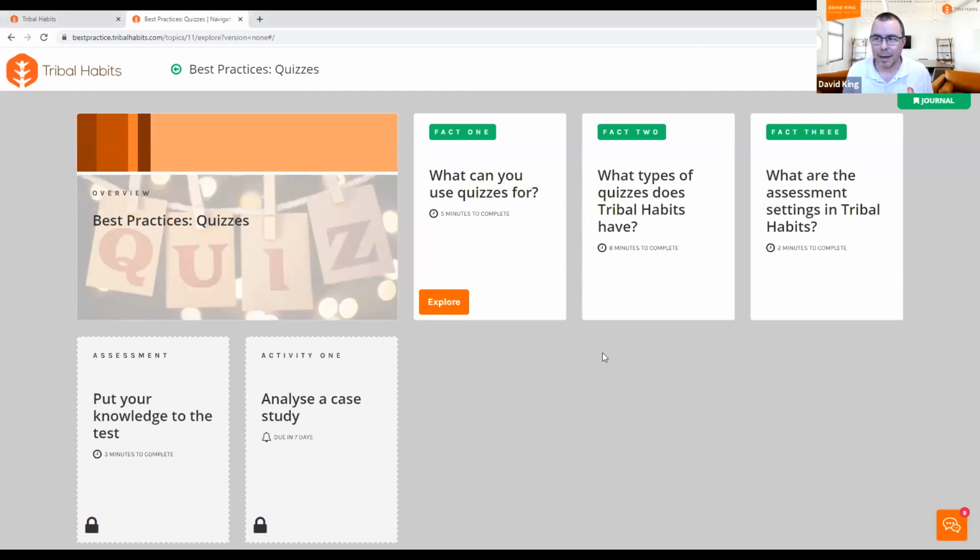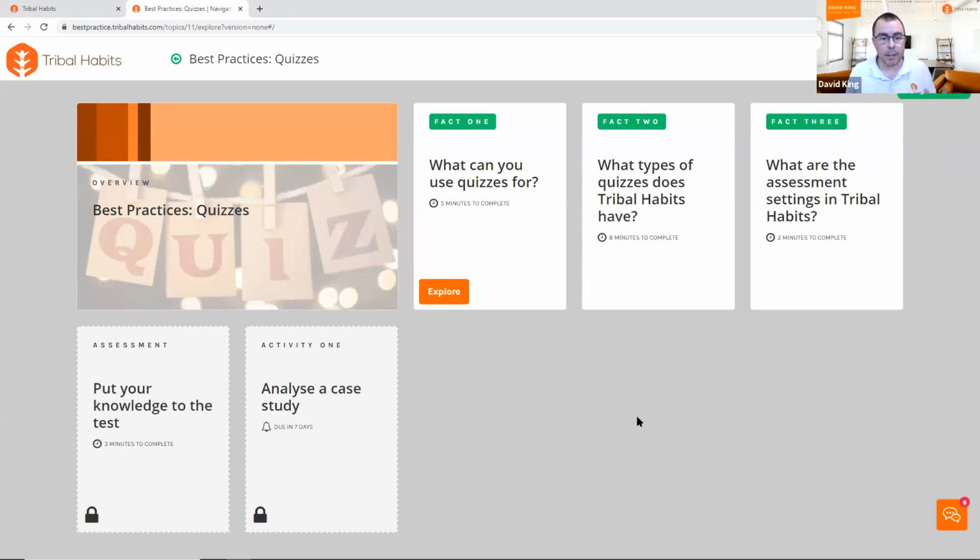There we go. Excellent. We've got a really practical session today where we're going to be looking at quizzes in online training. I think that's a combination of both traditional quizzes, but also assessments or activities, basically where we're asking participants to do something in order to test their understanding or retention.